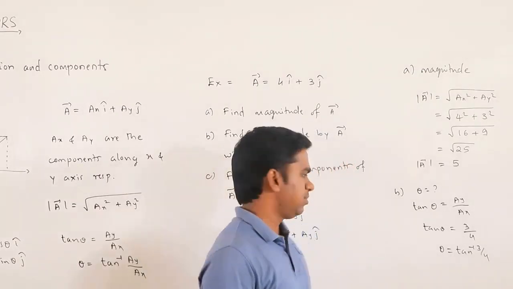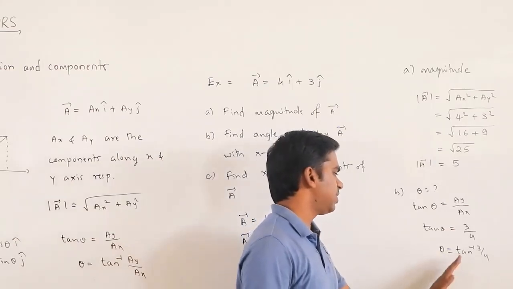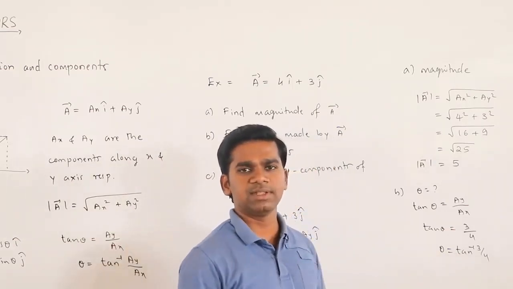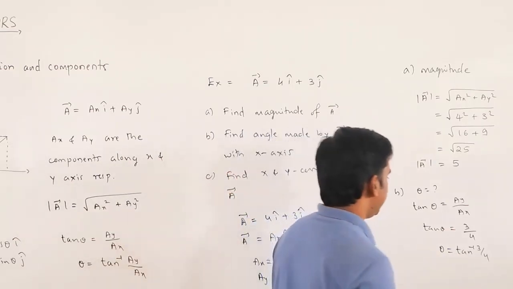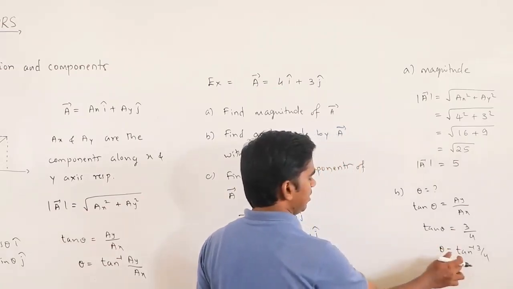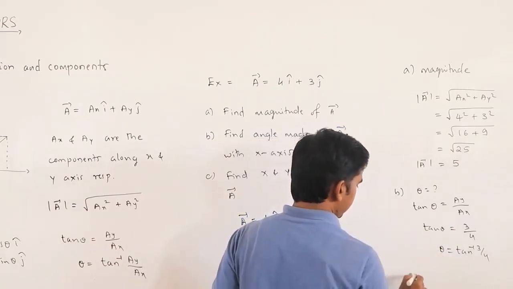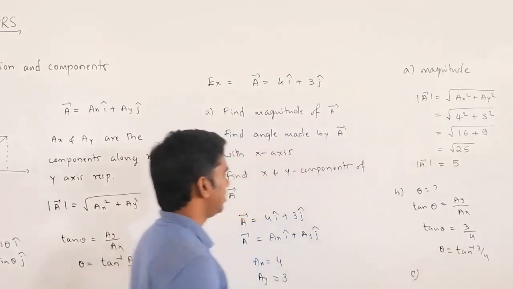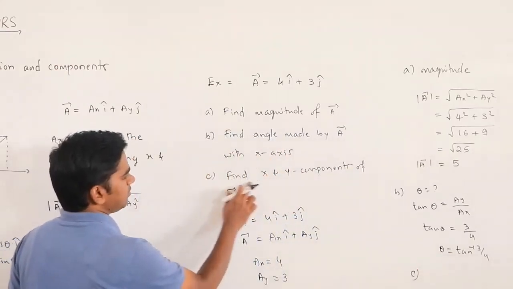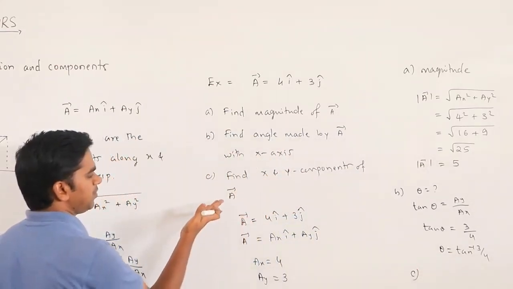Okay, so that we will see later. As of now, if you write this much, that's enough. When you learn that in mathematics, you can directly write the angle in degrees. Okay, so what is the C question, the third question? Find the x and y components of vector A.